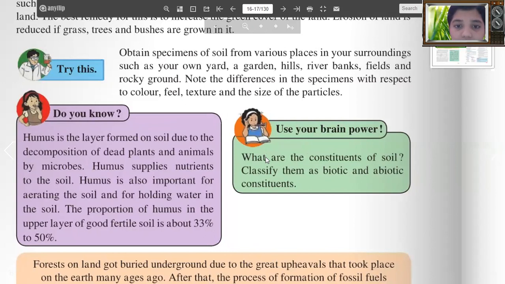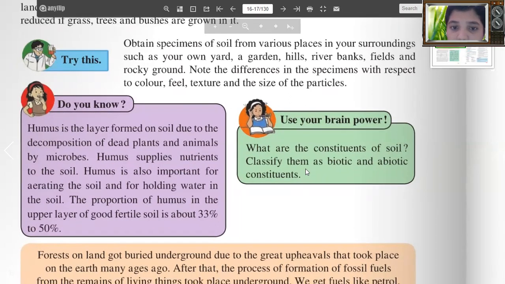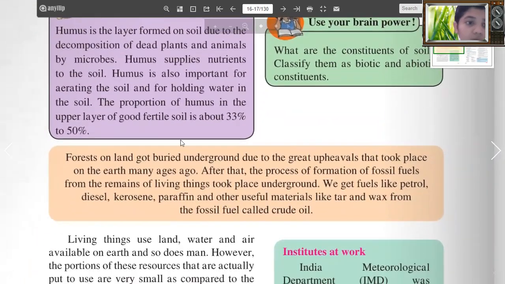Use your brain power. What are the constituents of soil? Classify them as biotic and abiotic constituents.